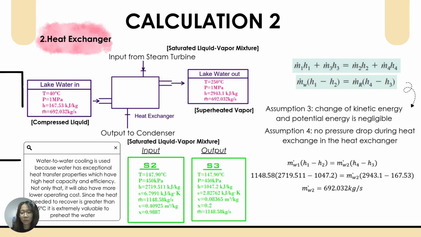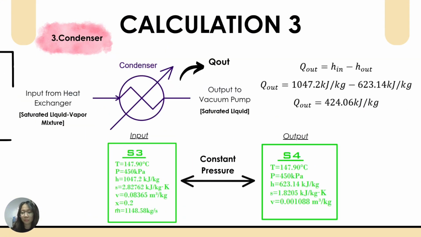With this condition, we get to use this formula for the mass flow rate, which is 692.032 of lake water that we use to cool down our steam. Although the state of the steam still remains the same, the quality has decreased, proving that it eventually changed its state to saturated liquid state. For condenser, this is a place for work in. It can help to condense the steam into saturated liquid state. And by using the formula of Rankine cycle, Q out equals enthalpy in minus enthalpy out, this can help us to get the value of Q out, which is 424.06.